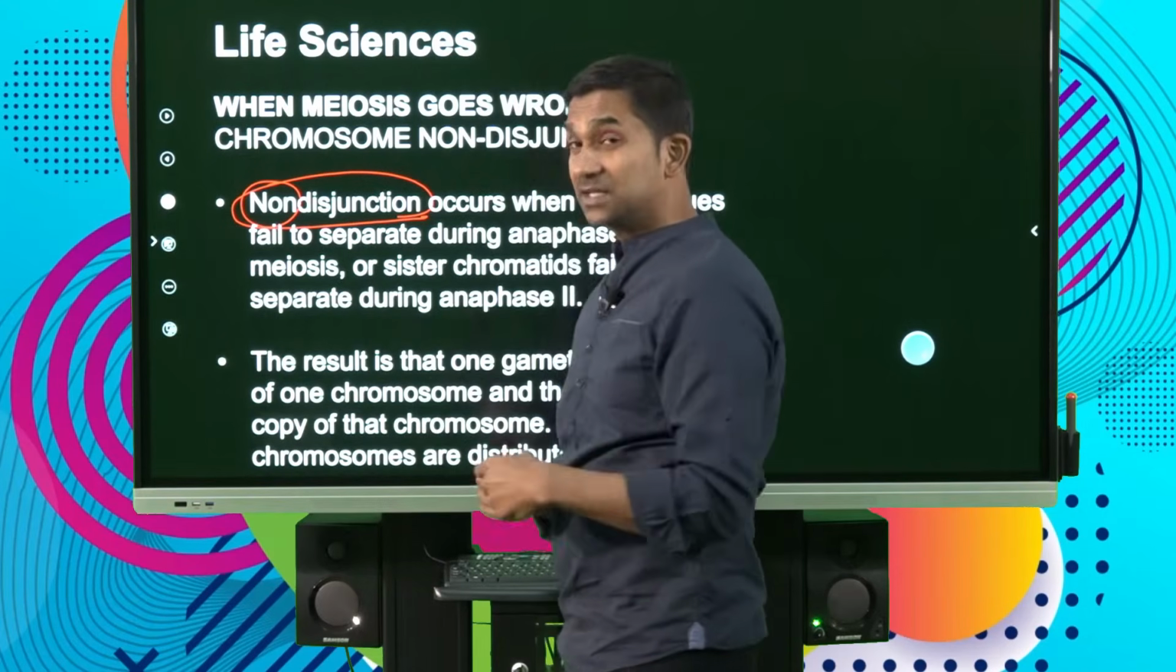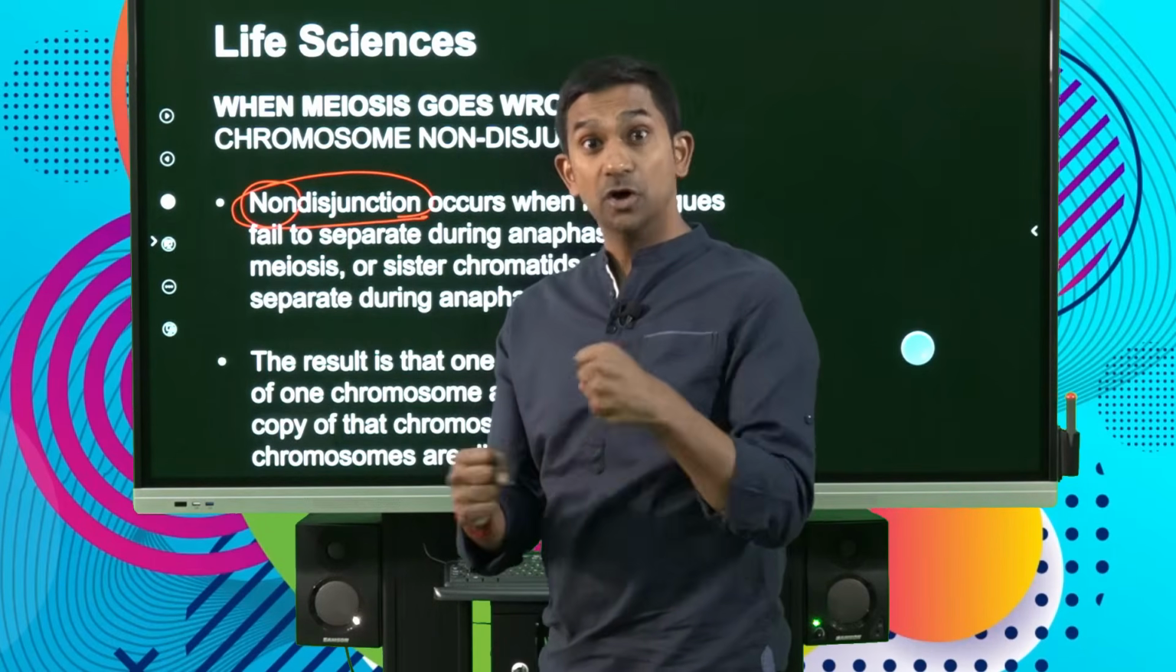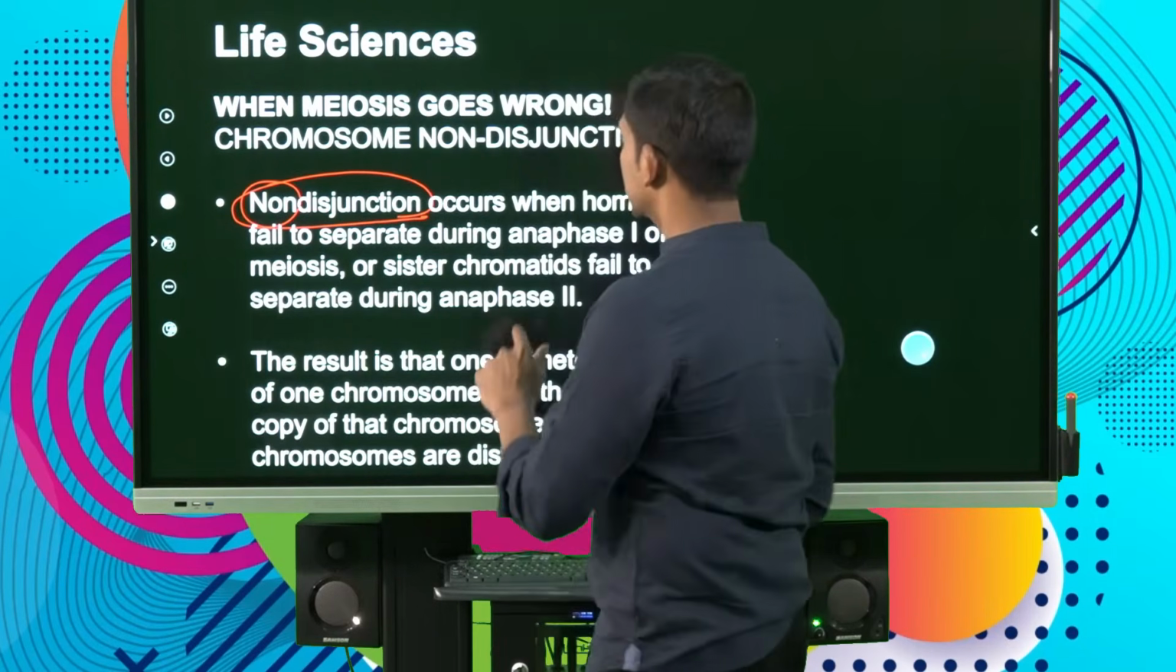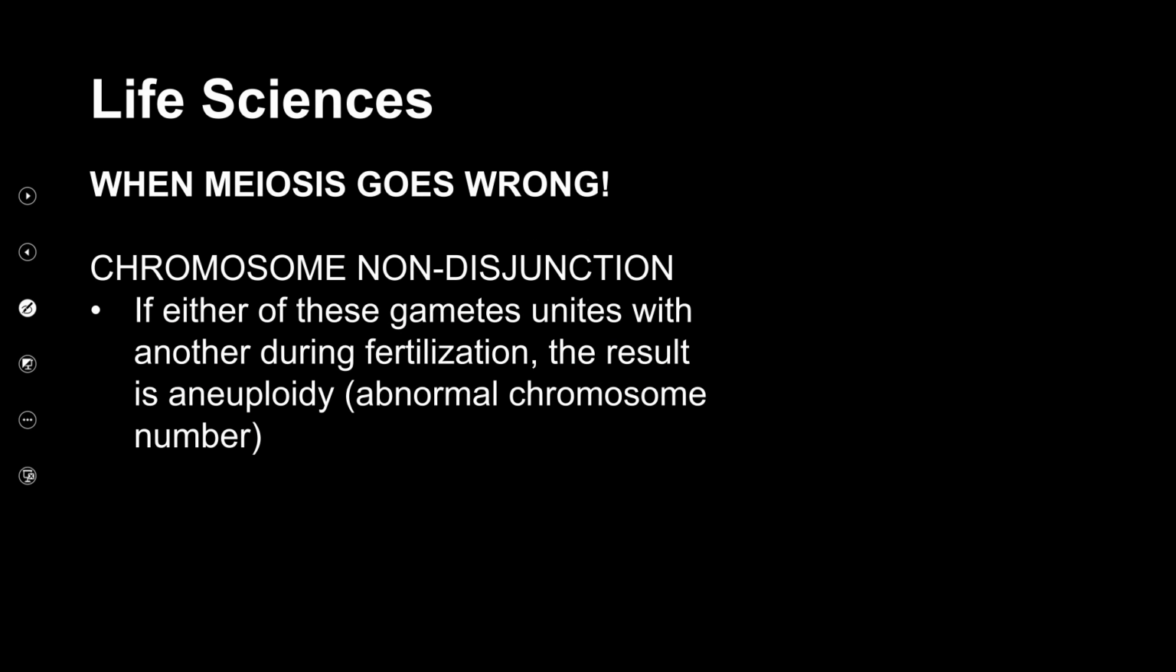Now, we find that in certain chromosomes this does not always occur, and that can create a non-separation of those chromosomes. So, non-disjunction occurs when homologous chromosomes fail to separate during anaphase 1 of meiosis, or the sister chromatids fail to separate out during anaphase 2. This will then result in one of the gametes having 2 copies of one chromosome and the other having no copy of that chromosome. The other chromosomes are distributed normally except for the pair that have not separated. We refer to this as chromosome non-disjunction.